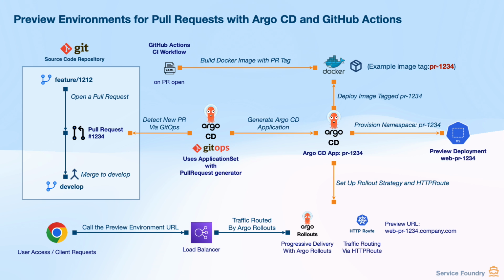This video covers GitHub Actions CI, building and pushing ephemeral Docker images for PRs; GitHub Actions cleanup, automatically deleting images when PRs are closed; Argo CD ApplicationSet, dynamically creating and deleting Kubernetes environments for each PR; Gateway API, exposing each preview environment with a unique URL.